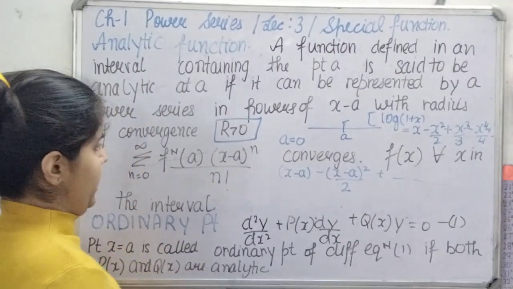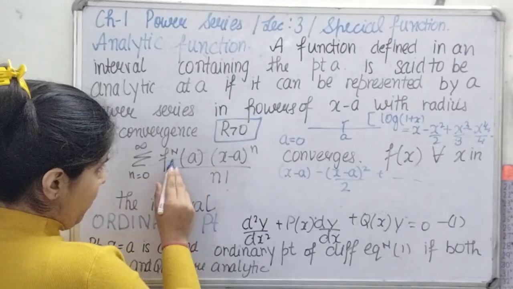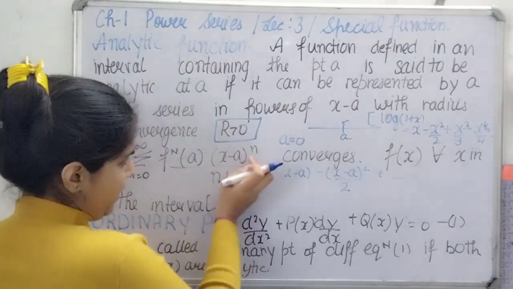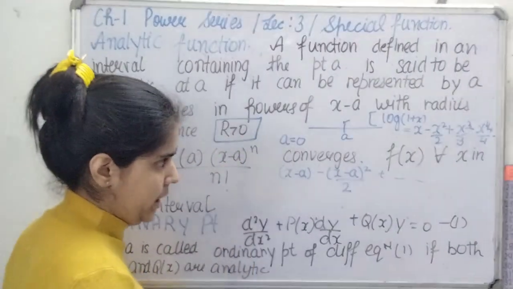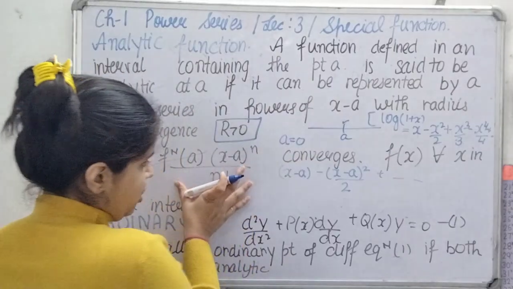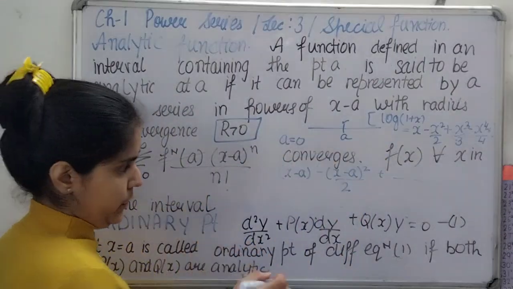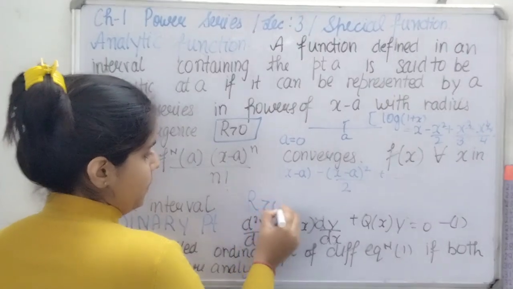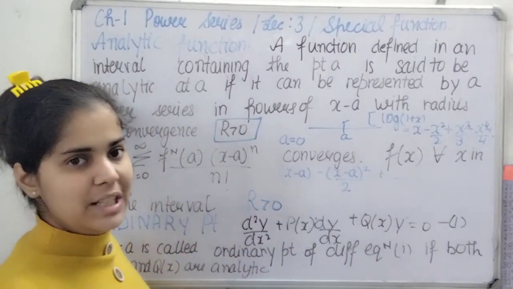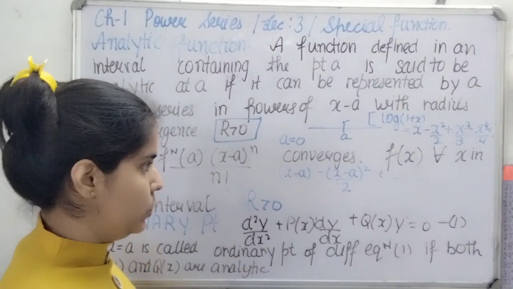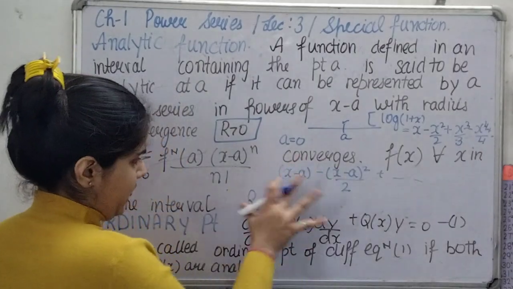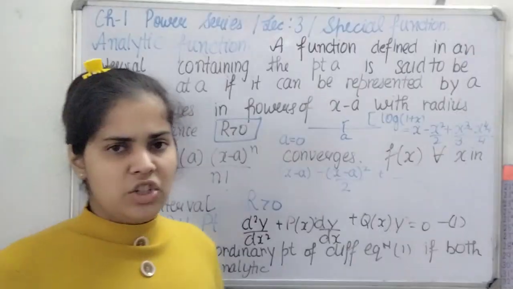Or the definition could be, if it could be written in the form f of a into x minus a raised to power n upon n factorial, which converges to f of x for every x that belongs to any interval with r greater than 0. R हमेशा radius of convergence, it will be always greater than 0. Now this is the another definition. So basically analytic function की definition थी.